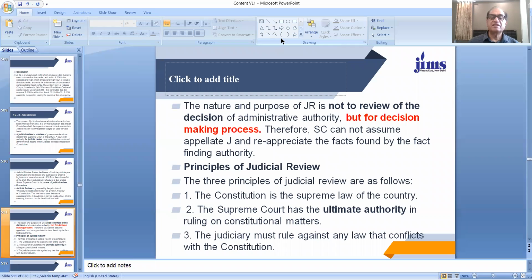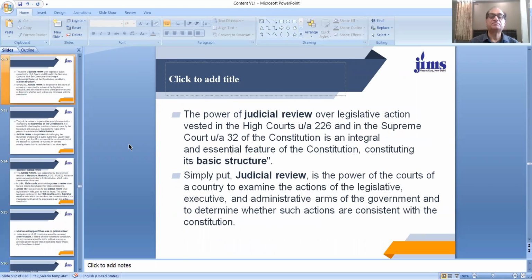Second principle is the Supreme Court has the ultimate authority in ruling on constitutional matters. Of course, the high courts too have power of judicial review, but the Supreme Court has the ultimate authority in ruling on constitutional matters. And third principle of judicial review is the judiciary must rule against any law that conflicts with the Constitution. If any law passed by the parliament violates any provision of the Constitution, then judiciary must declare such a law as void or not enforceable.